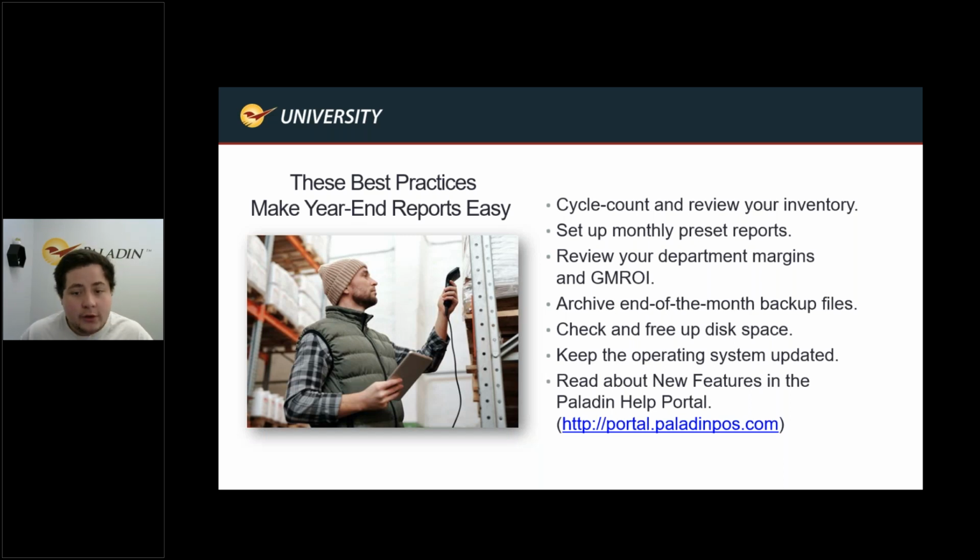Again, reviewing your department margins and GM ROI are great. Department margins is a huge thing, like I was saying before. You don't want to find that you've been selling a ton of your items at negative margin right at the end of the year. That's a huge bummer.